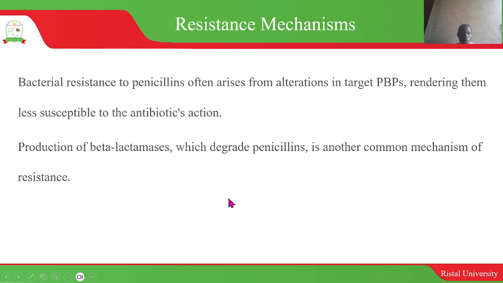Resistance mechanisms: bacterial resistance to penicillin often arises from alterations in target protein binding sites, rendering them less susceptible to the antibiotic's action. So this is also a resistance mechanism. Production of the beta-lactamases, which degrade penicillins, is another common mechanism of resistance.